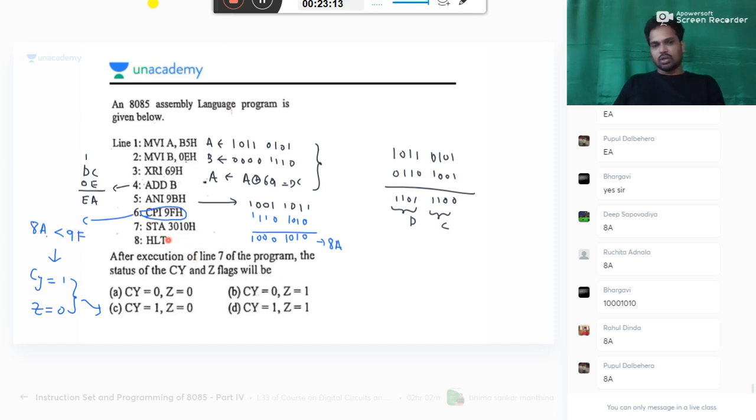Store accumulator, you need to store. Here no flags are affected in the store instruction. Program is done. Are you ready? Shall I move to the next question? Next question.